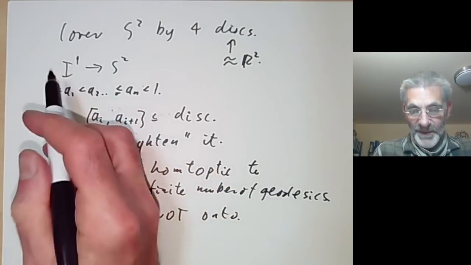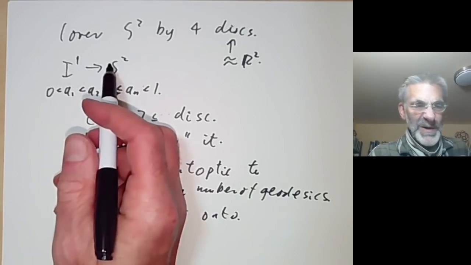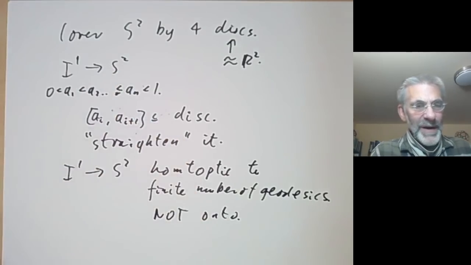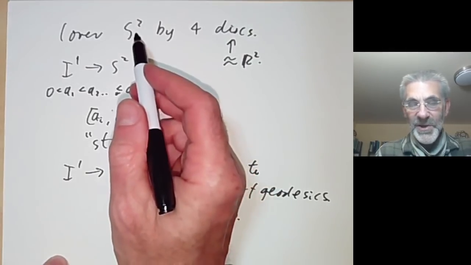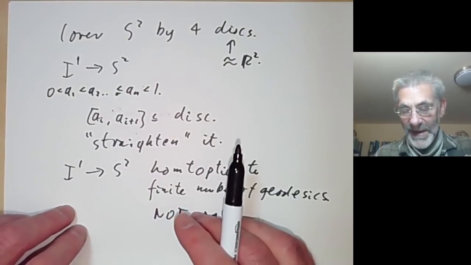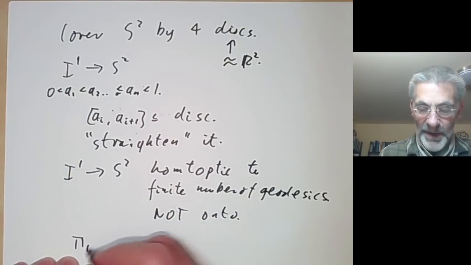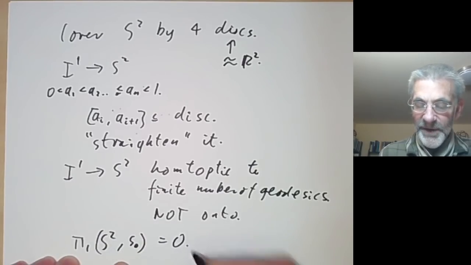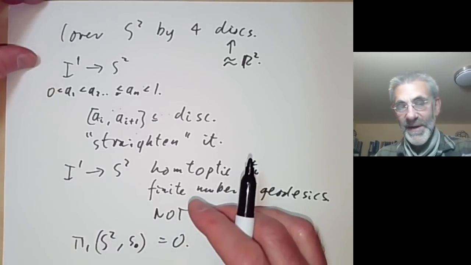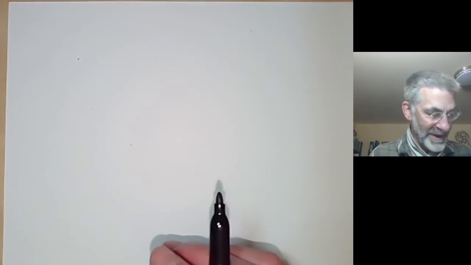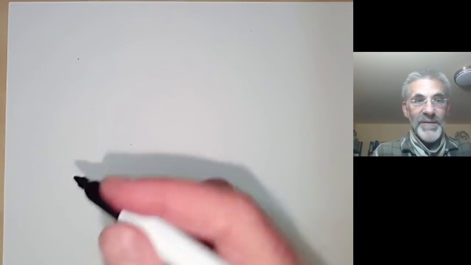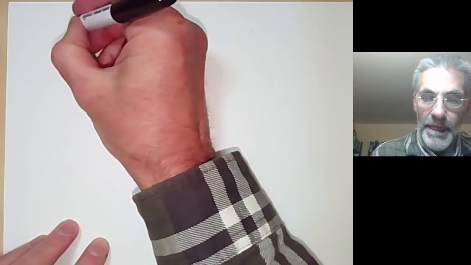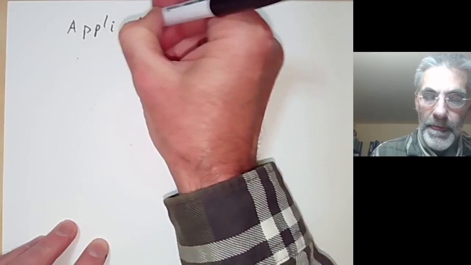So in other words, if we've got a map from S1 to S2, if it's onto, we can first of all make it homotopic to something that isn't onto S2, and then we can contract it down to a point. So pi1 of S2 with respect to a base point is just trivial, and the same argument obviously applies to 3-dimensional spheres and 4-dimensional spheres and so on.